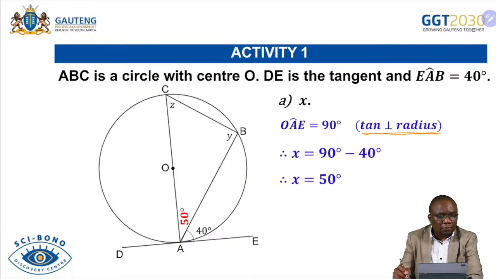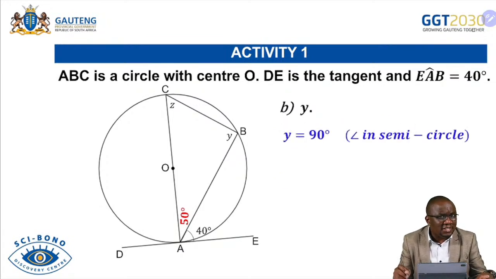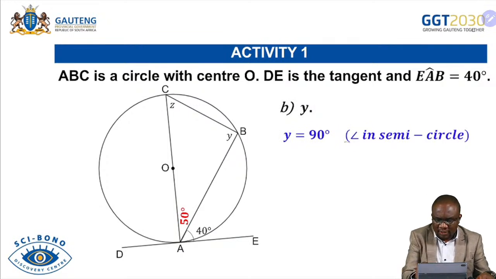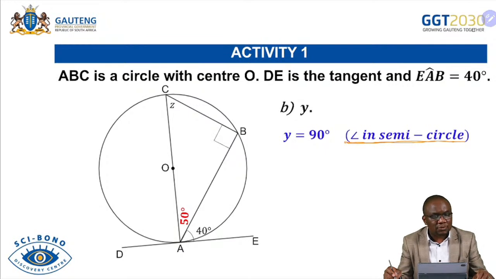Now, what about Y? What did you get for Y? We're saying Y is going to be 90 degrees. Why? Angle in the semicircle, angle subtended by the diameter at the circumference. So Y is 90 degrees. Do we agree? So we can put the symbol for 90 degrees there.